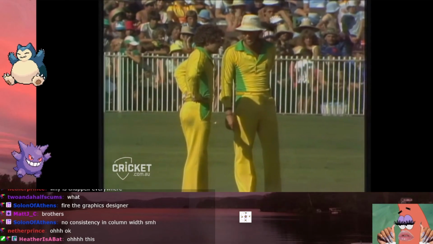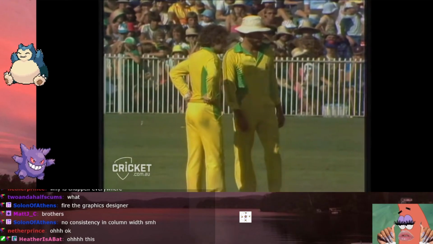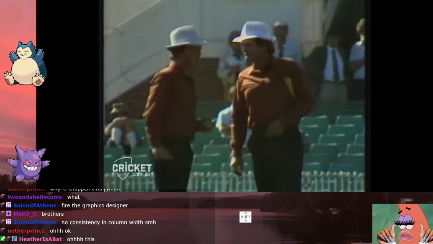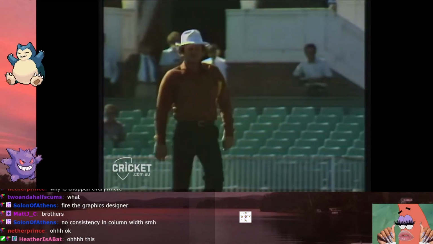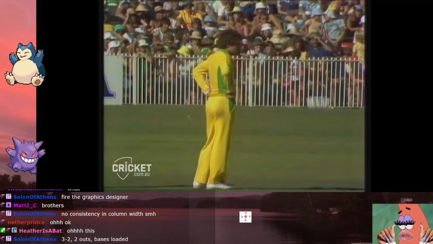Now, this is before a lot of the complicated rules on how you had to bowl were worked out. And what you're about to see is a completely legal delivery at the time.